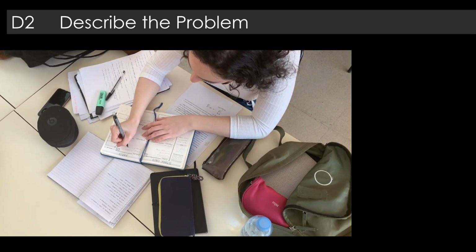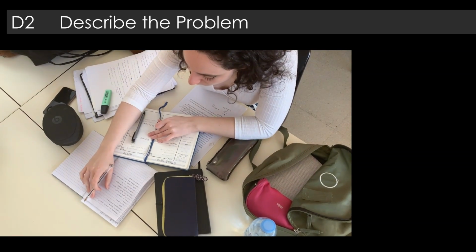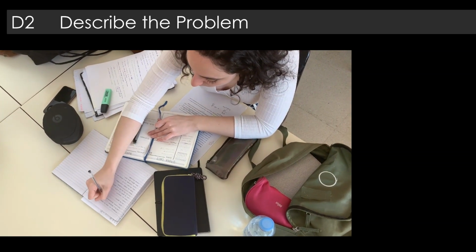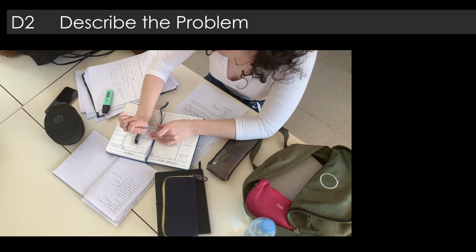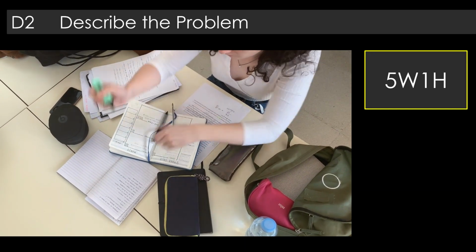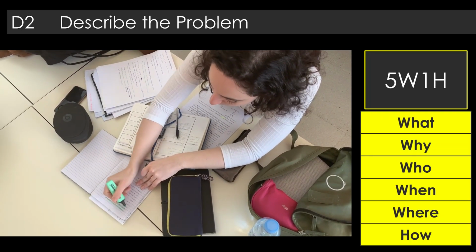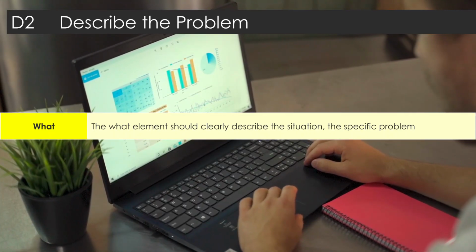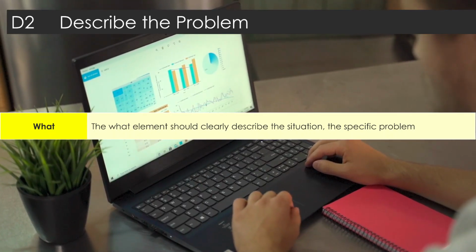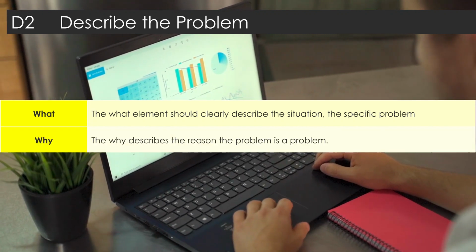D2. Describe the problem. As mentioned in D0, a problem description needs to be drafted even before the first meeting. An excellent tool to describe the problem is 5W1H. What, why, who, when, where, and how. The what element should clearly describe the situation of the specific problem. The why describes the reason the problem is a problem.